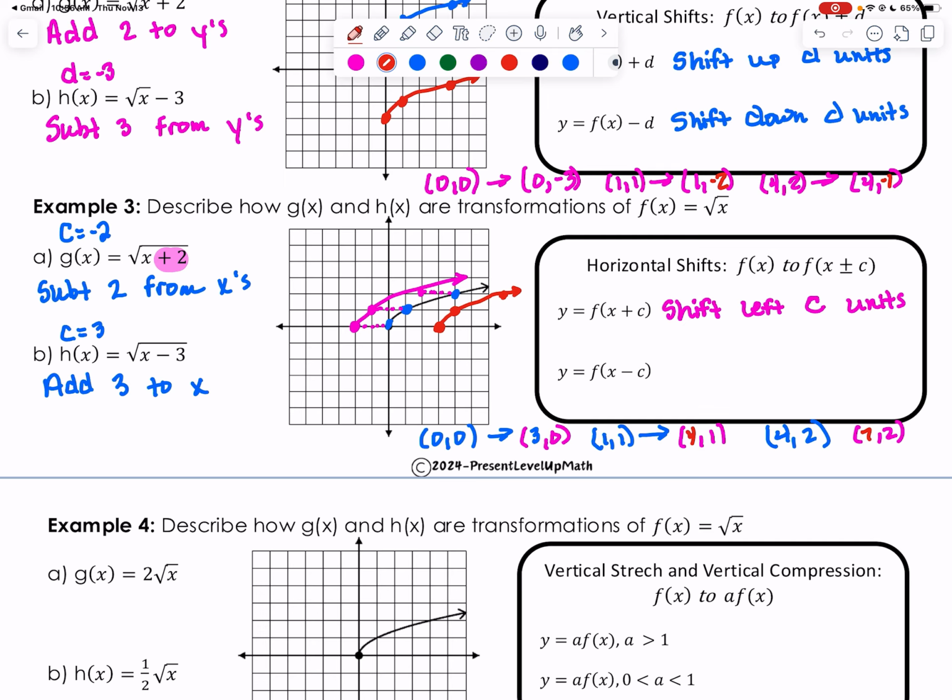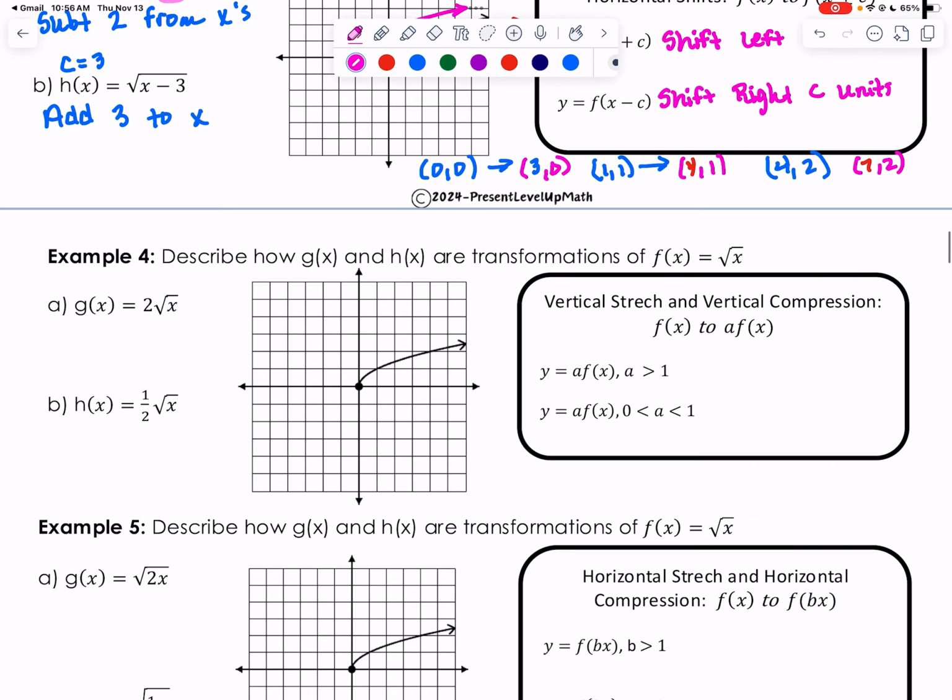So when we generalize that, y equals f of x minus c, our generalization will be to shift to the right c units. All right, example 4.